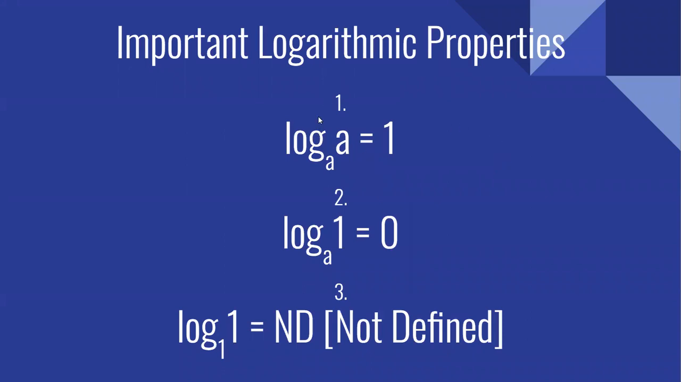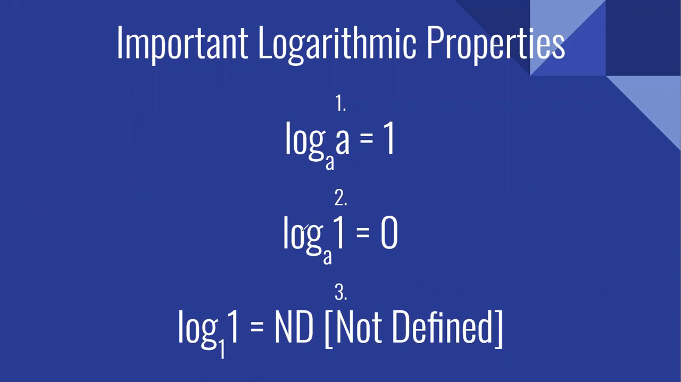First of all, we have log a to the base a gives 1. How this works is if you convert it into an indicial equation, you get a raised to 1 is equal to a, which is true because anything raised to 1 is the number itself. Therefore, this is one of the important logarithmic properties. Okay, moving on to the next one.